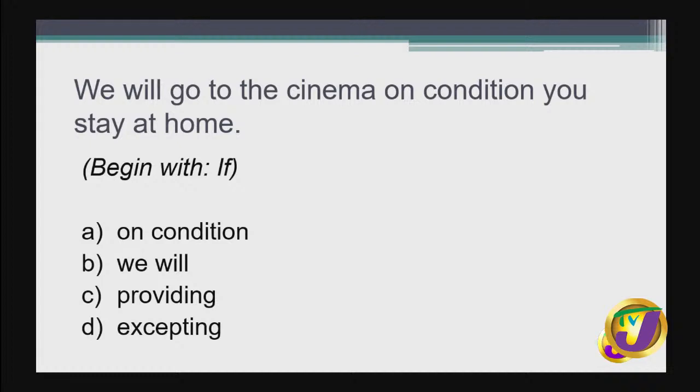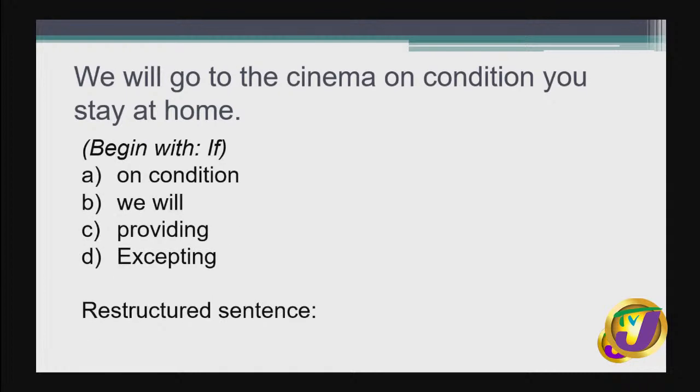Where are you going to shift around? And when you shift around, what are you going to do to join the two sections that you have shifted? So we will go to the cinema on condition you stay at home. If something happens, then something else can happen. What was your choice? Ready to look? Make sure you had a choice, don't wait on mine. All right, let's go.